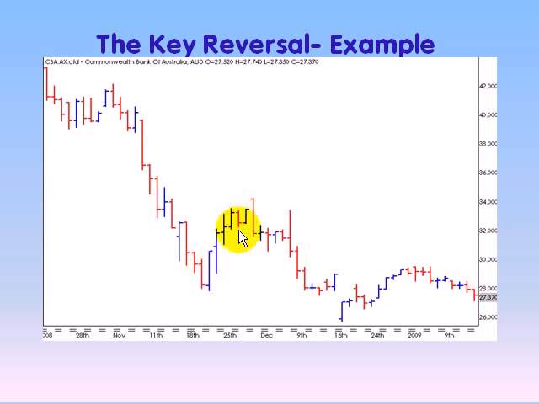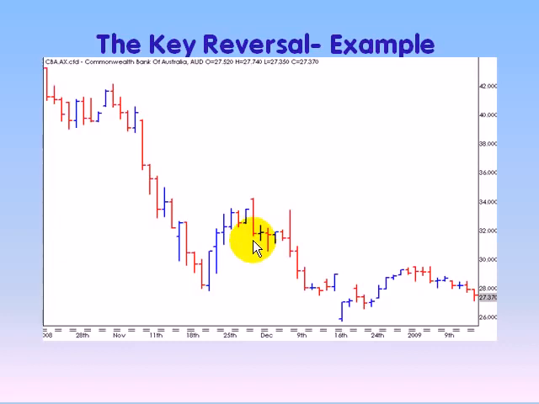Note here that the counter trend rally at this point is halted by another reversal pattern. We have a hook reversal initially, but it's not confirmed. Then we follow that up at this point here with another key reversal, an outside bar with an open above the previous close and a close below the previous low.